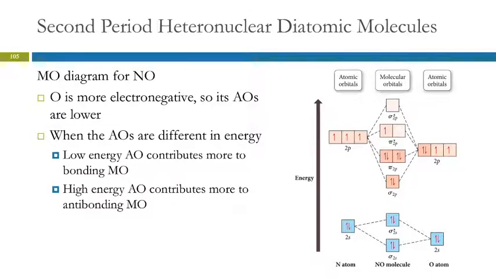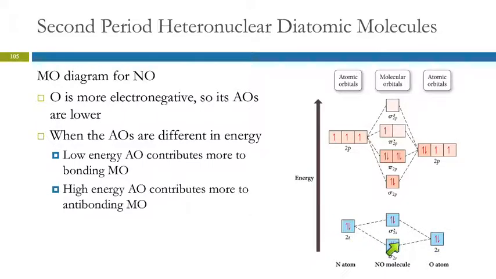What if we have heteronuclear diatomic molecules? So the two atoms now are not the same element. Let's look at NO. So we've got oxygen, we've got nitrogen. Oxygen is more electronegative than the nitrogen, and so that means its atomic orbitals are going to be lower in energy. So in this diagram here, we see that the nitrogen atomic orbitals are a little higher in energy than the oxygen ones over here. And that's because oxygen is more electronegative.